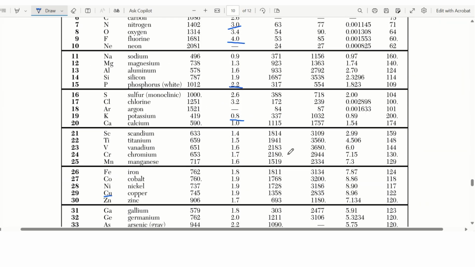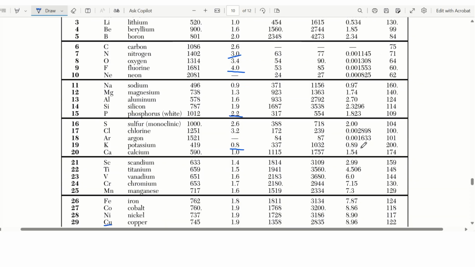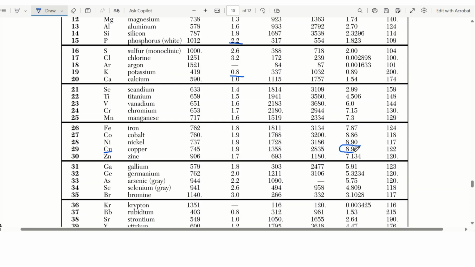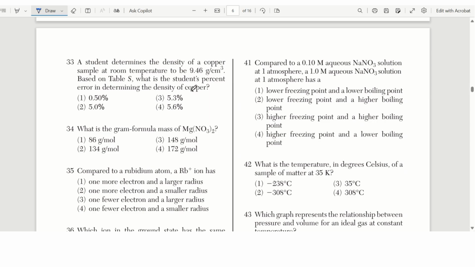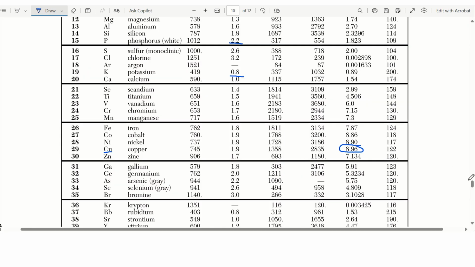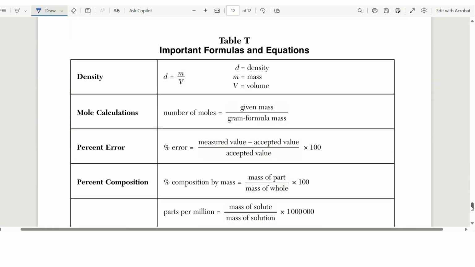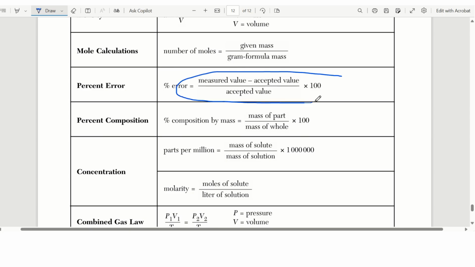Here it is. Now, which column is density? It's this one over here. So this is the density of copper. So that is from the reference table. So 8.96. Now I need from the reference tables a formula from the back page, which is for percent error.